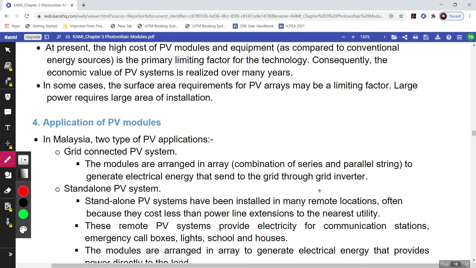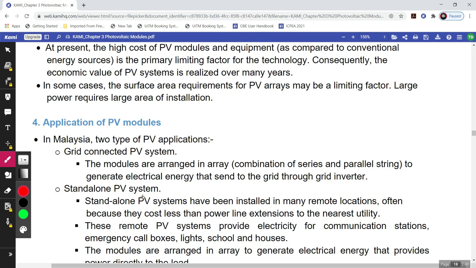So, application of PV modules. In Malaysia, we have two types of PV application. Number one is the grid-connected PV system, where the modules are arranged in an array. An array means the combination of series and parallel strings of PV modules to generate electrical energy that is sent to the grid through a grid inverter.